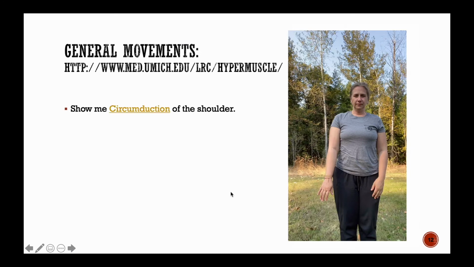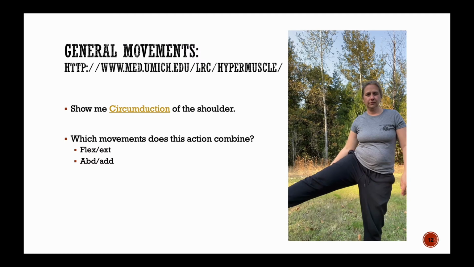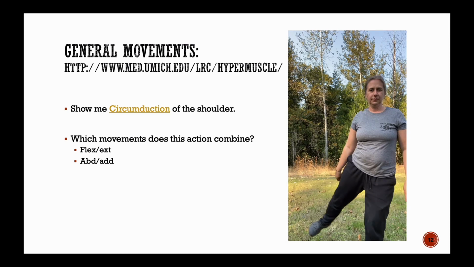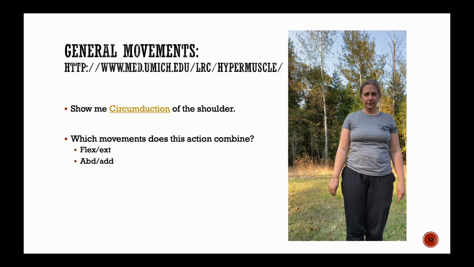Okay, beyond rotation, we also have circumduction of the shoulder. Everybody show me circumduction of the shoulder. It should look something like this. It's a combination of several movements. You actually have flexion and extension in there. You also have abduction and adduction. And then you also have some rotation. You can see it happens in the shoulder, and you can do it in the hip as well. So those are our two joints that we can have circumduction with.